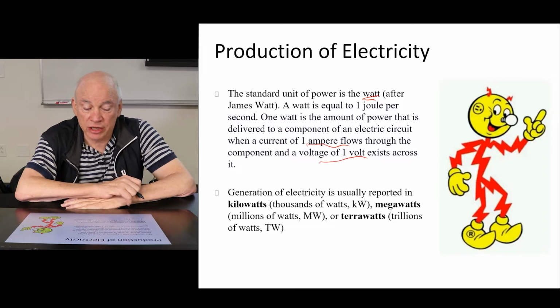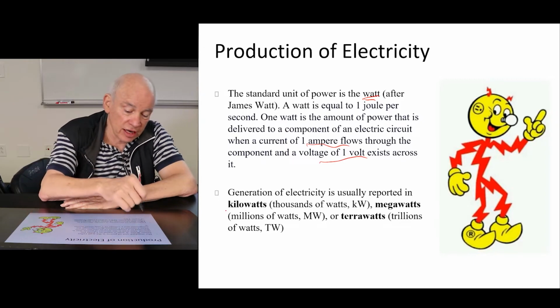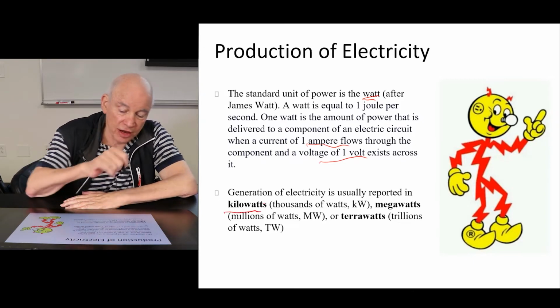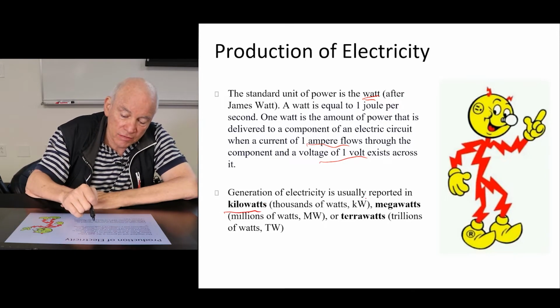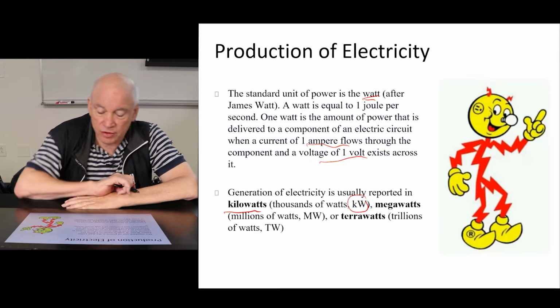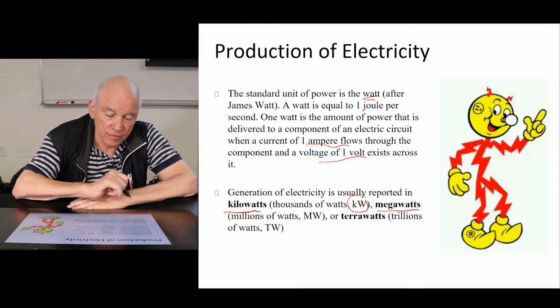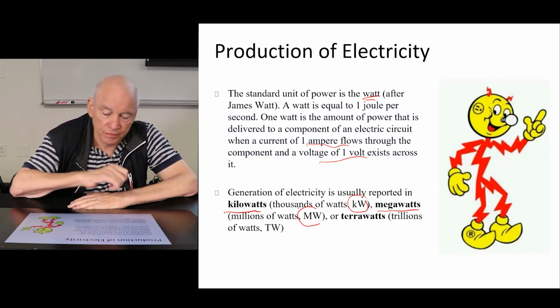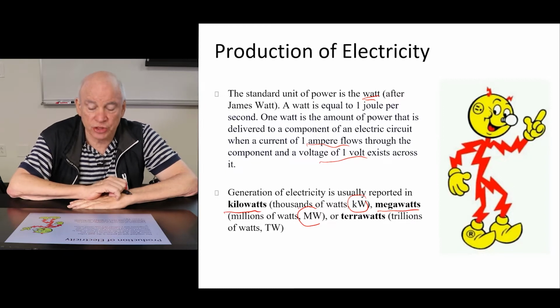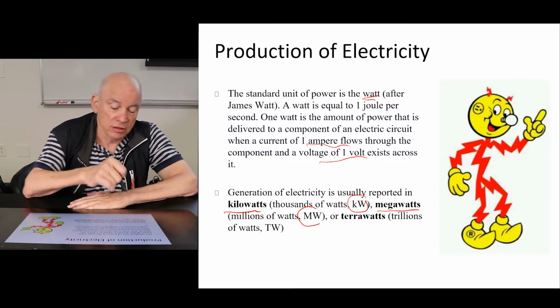So the generation of electricity is usually reported in kilowatts, which are thousands of watts, this way, little k, big W. Megawatts, which is millions of watts, big M, big W. Or terawatts, which is trillions of watts, or TW, like that.